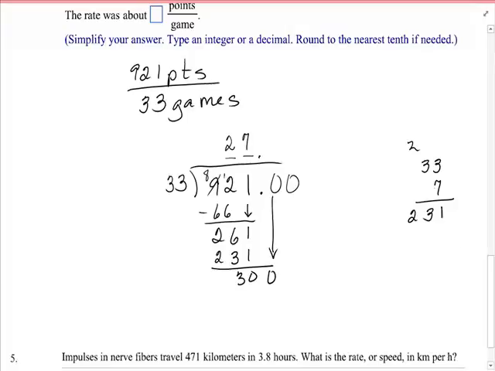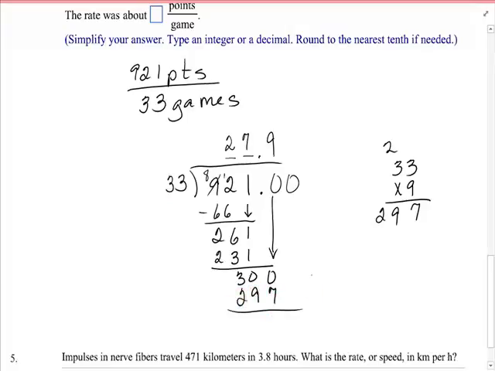And now it's going to be, let me think, maybe 9. Let's see, 33 times 9. That's 27, carry the 2. That's 27. 297, so that's good. 9 times 33 is 297.